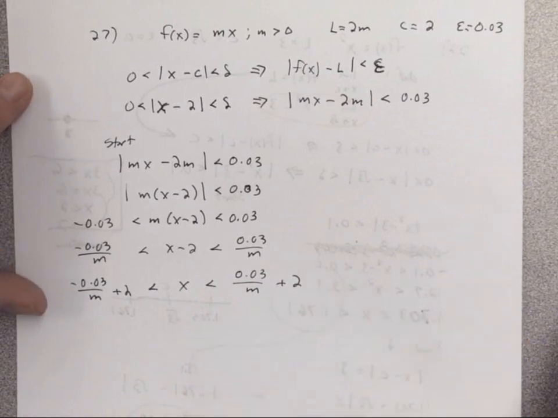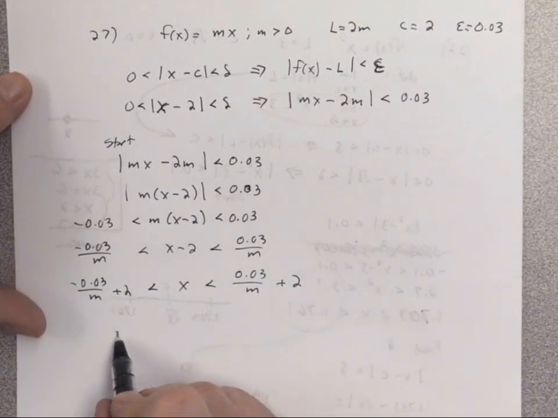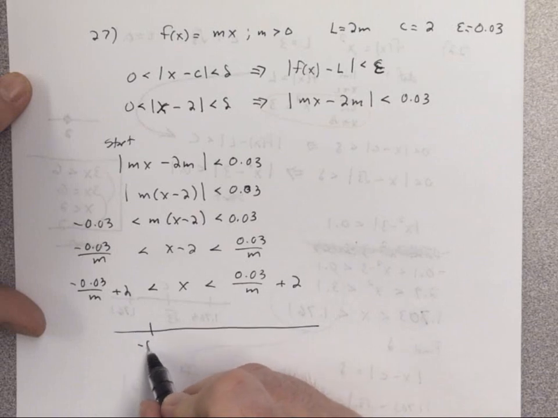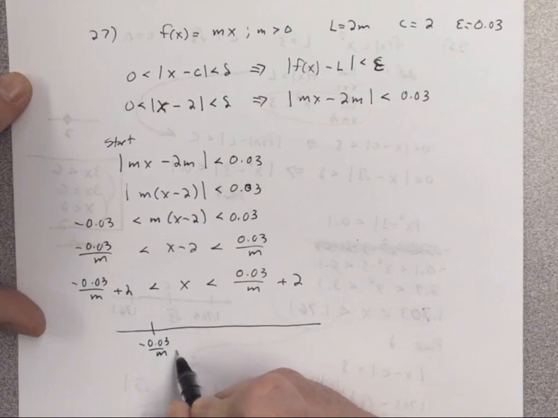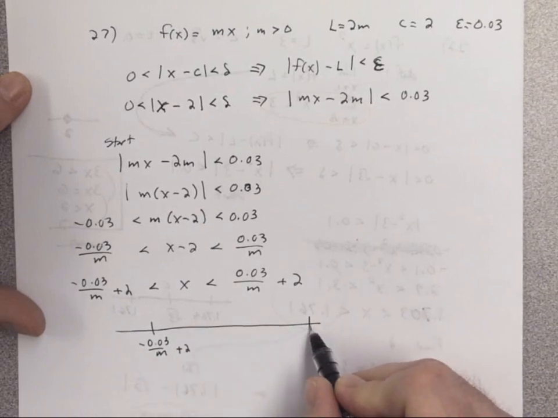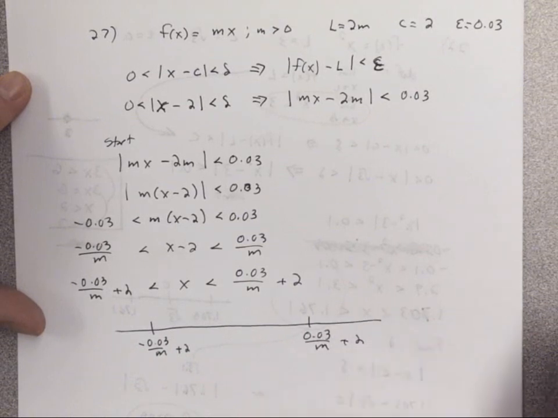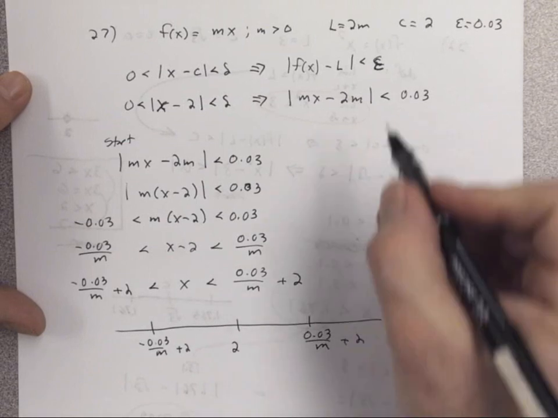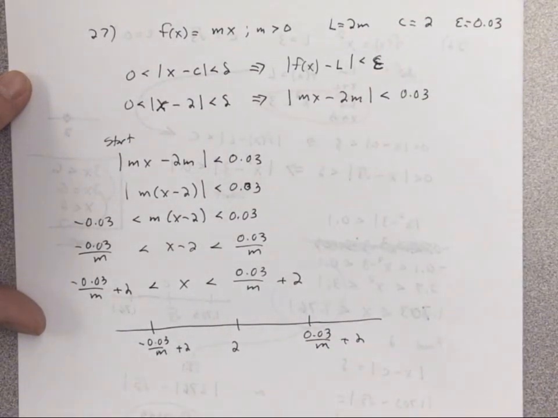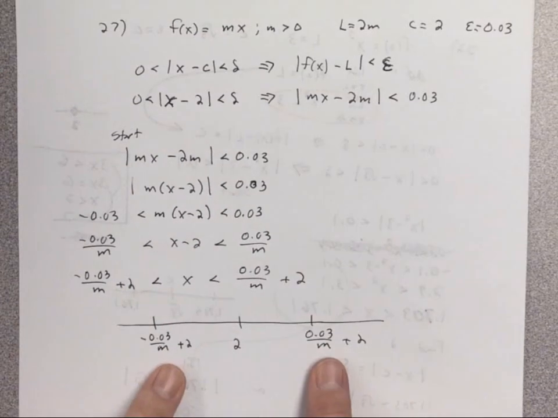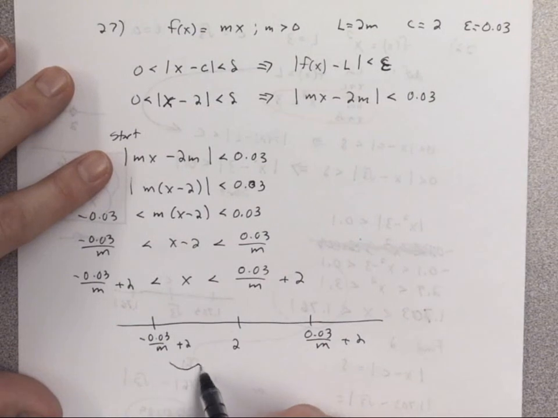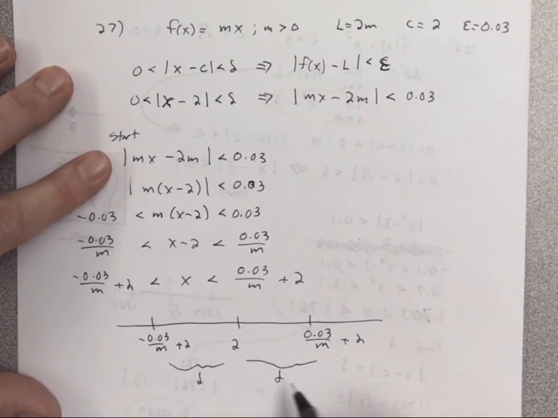That's your interval, right? So remember, we have our interval right here. If you want to draw it as a picture, this is negative 0.03 over m plus 2, and this over here is going to be 0.03 over m plus 2. And what's going to be right in the middle? 2. See, 2 is going to be right in the middle, because this is your c value, isn't it? So remember, when you find these things, they represent your endpoints. Okay, so how do I find that distance?